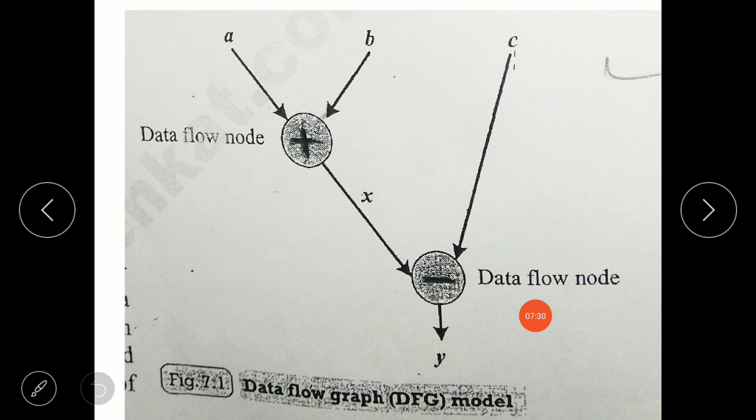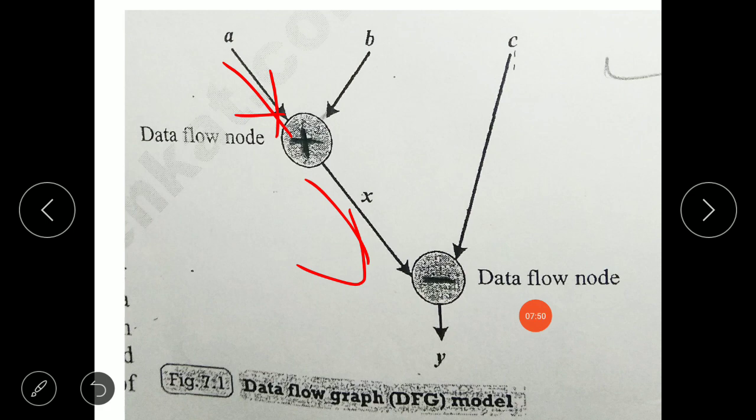So an inward arrow to the process, or you can say the circle that is representing the process, represents input data, and an outward arrow from the process represents output data in the data flow graph model.